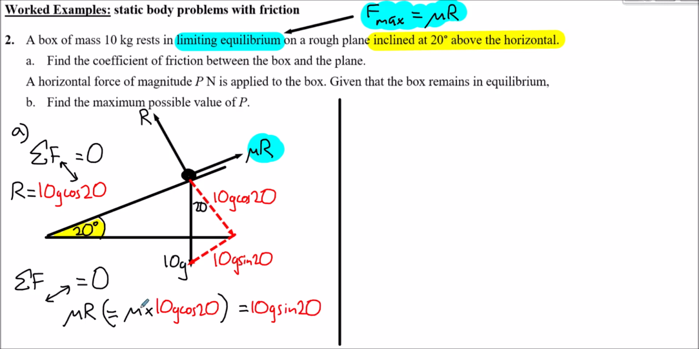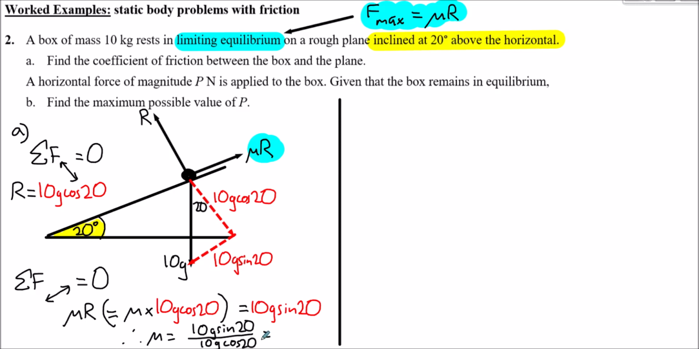So now, mu times 10g times cos 20 equals 10g sine 20. So therefore mu will be 10g sine 20, all divided by 10g cos 20. So sometimes you'll see the benefit of leaving everything in an exact form. So rather than writing g as 9.8, you can see here the nice cancellation. So 10g on top, 10g on the bottom will cancel. So mu is just sine 20 over cos 20, which is actually just tan 20.